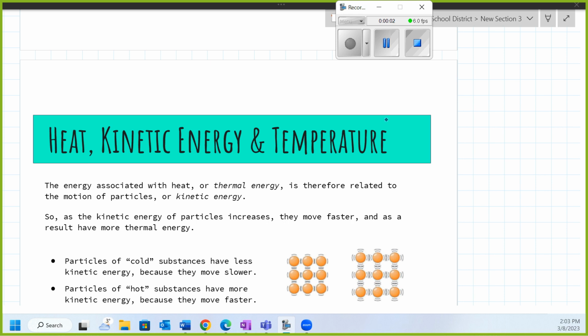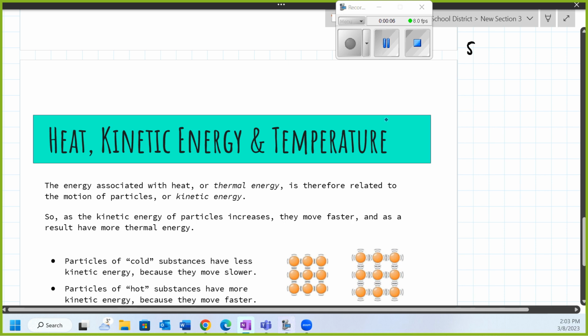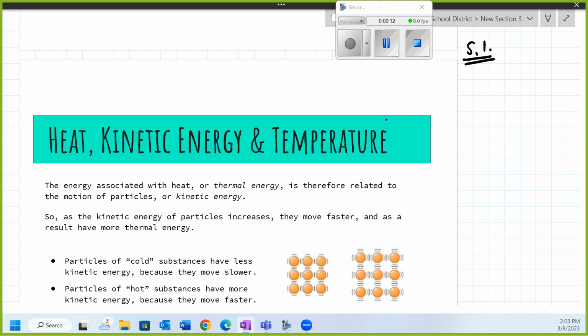So if 5.1 is the main point, what do we have? 5.1 is that particles of matter are in constant motion. And this motion that the particles are having is known as Brownian motion, to honor the work that Robert Brown did in terms of the heat that the object has.